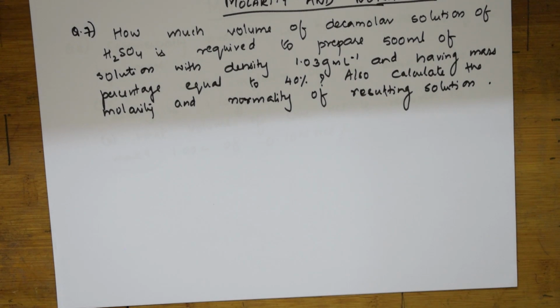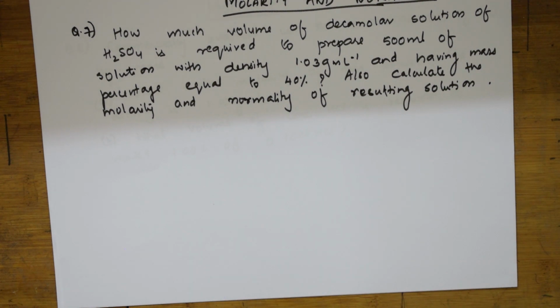Here they've given us molarity and normality. Both the concepts are linked in this case. So let's read the question. How much volume of decamolar solution of sulfuric acid is required to prepare 500 ml of solution with density 1.03 gram per liter and having mass percentage equal to 40%? Also calculate the molarity and normality of the resultant solution.